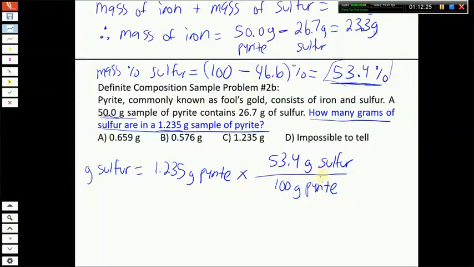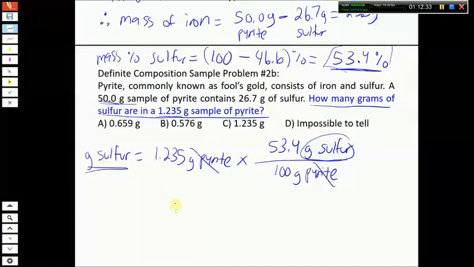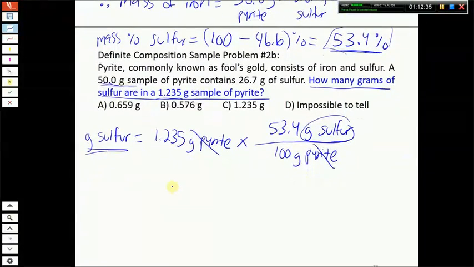We want to write it in this way because we want units to cancel out, so that grams of pyrite cancels out, and we convert into grams of sulfur, which is what we're looking for. That's how we know to write the ratio in that way. When we multiply it out, we get 0.659 grams of sulfur. And I think I should have had one more significant figure. I hope you'll forgive me if we assume that mass percent is an absolute quantity. So that's going to be choice A in the multiple choice.